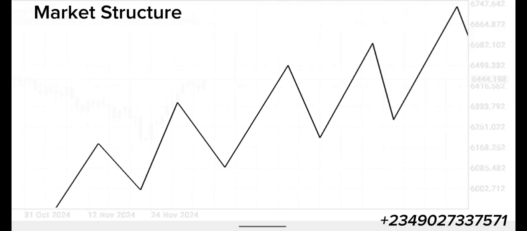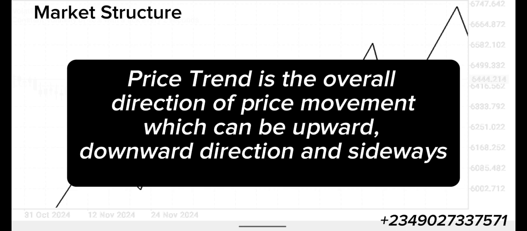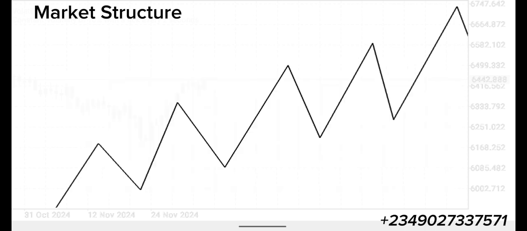We are going to start by first understanding what market structure is. Market structure is the same thing as price movement or trend, price trend. A price trend can be defined as the overall direction of a price movement, which can be upward sometimes, sometimes downward, and even sideways. So we are going to cover everything.